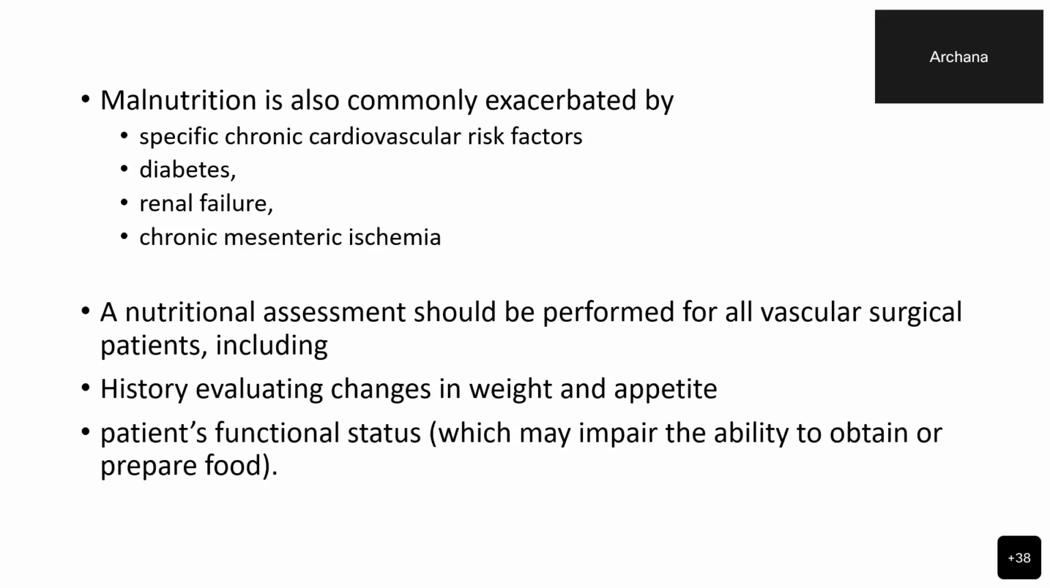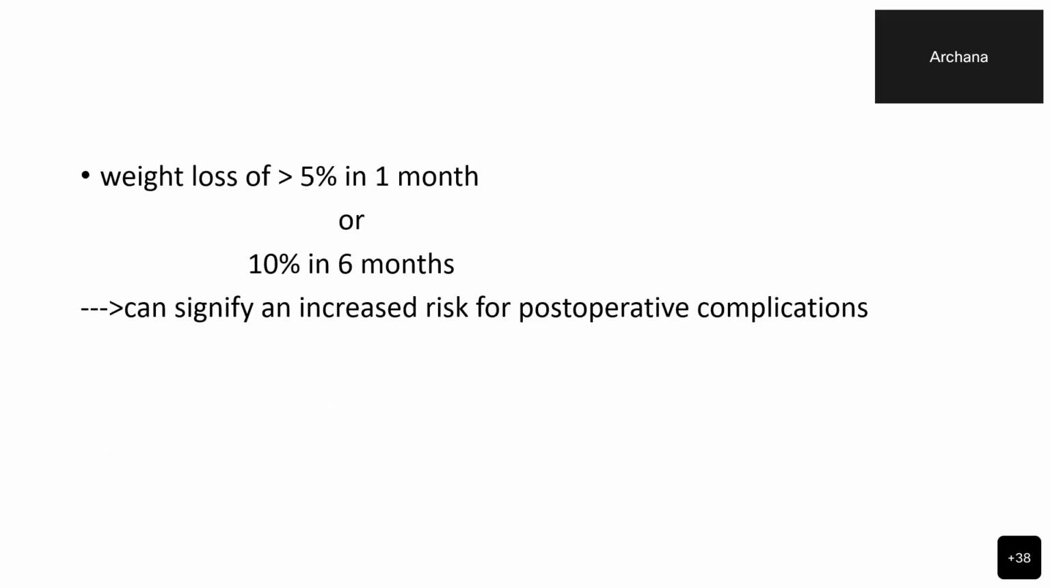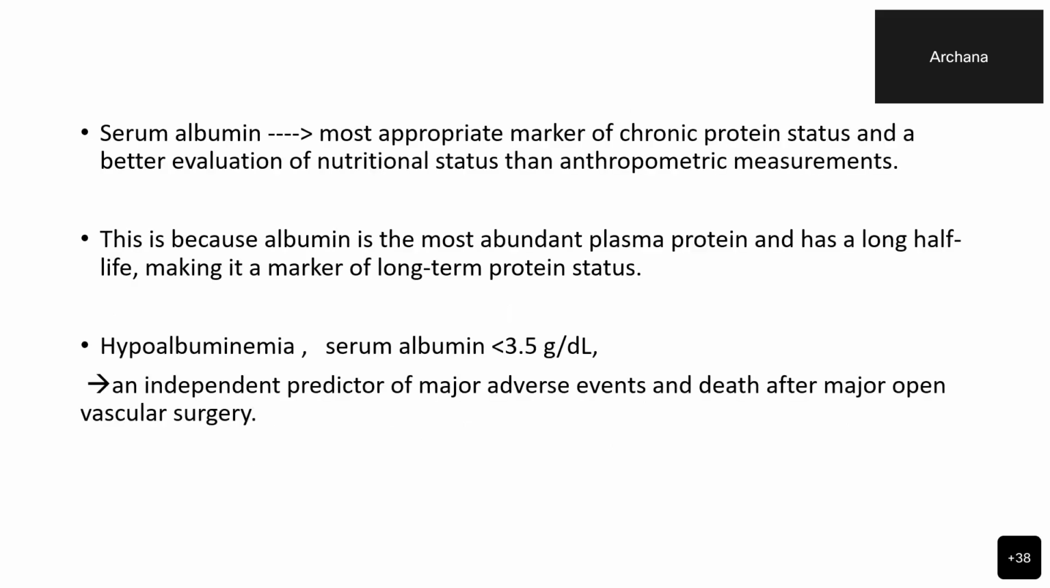History of weight, weight and appetite changes, and the patient's functional status should be assessed. Weight loss of more than 5% in 1 month or 10% in 6 months is considered significant, and it signifies an increased risk of postoperative complications. Serum albumin is the appropriate marker for chronic protein status because albumin is the most abundant plasma protein and has a long half-life, making it a marker for long-term protein status.